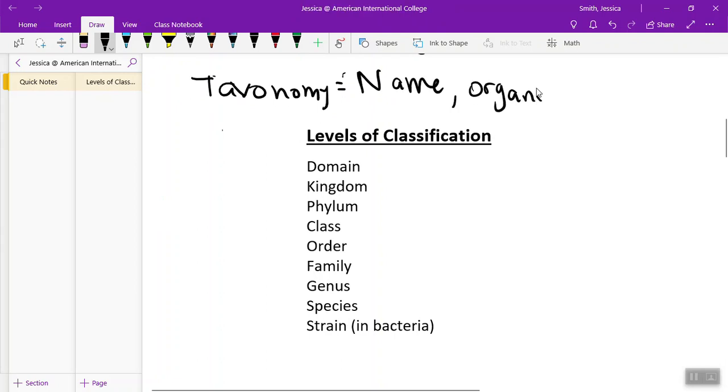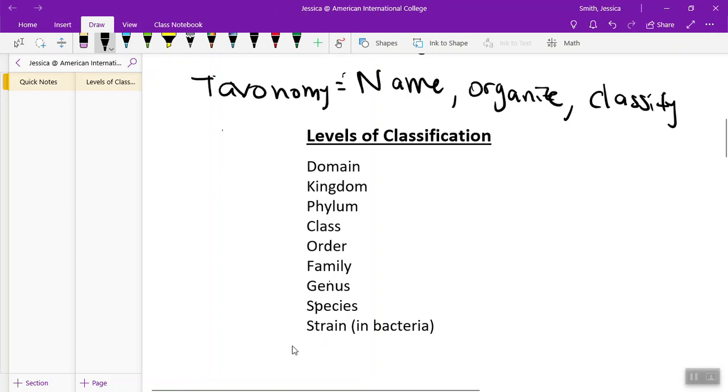organize, and classify all living things. All right? And you guys have probably seen this before in biology class. These are the levels of classification. So domain, kingdom, phylum, class, order, family, genus, and species.